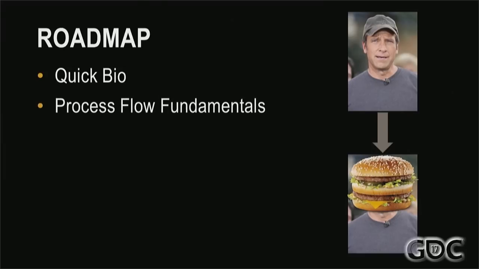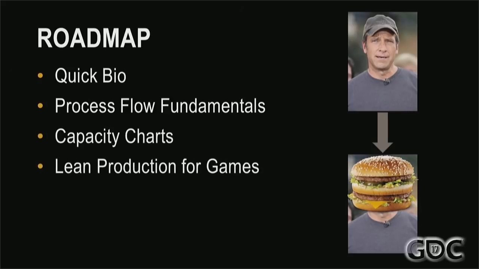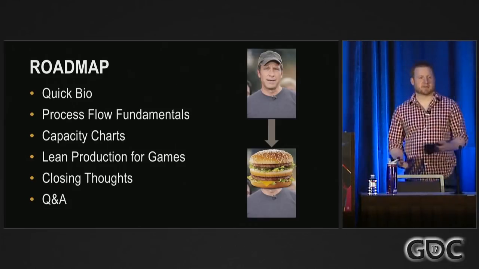All right, so start with the bio of me. This is about as micro as it gets. Then we're going to move to some fundamentals of operations science and process flows. Then a little more practical example, something called a capacity chart. And the second half of the presentation is the real meat of it, when we get into what's called lean production and how you can apply it to games. Then we'll have some closing thoughts, and if there's time, some question and answers.